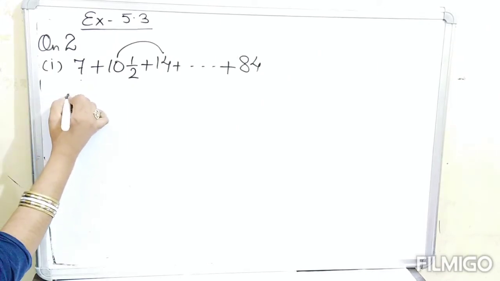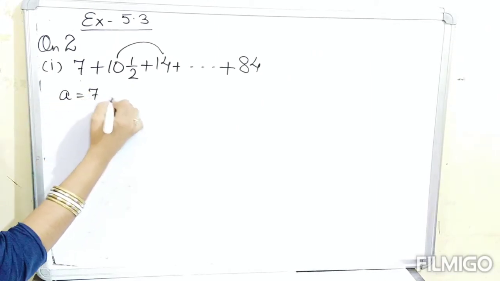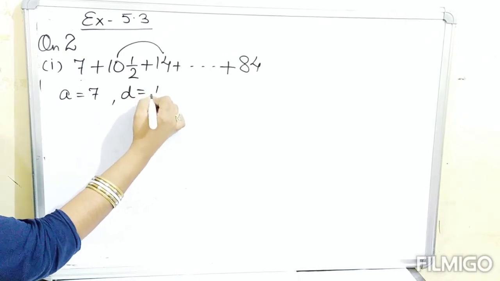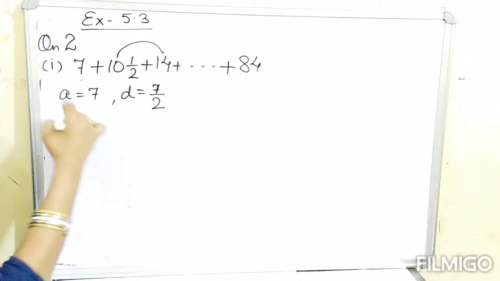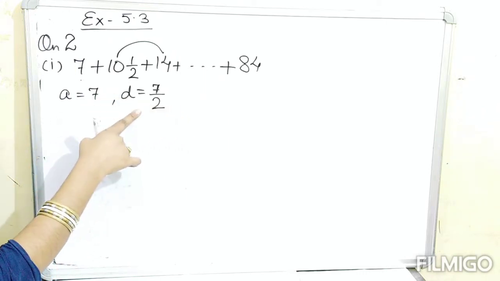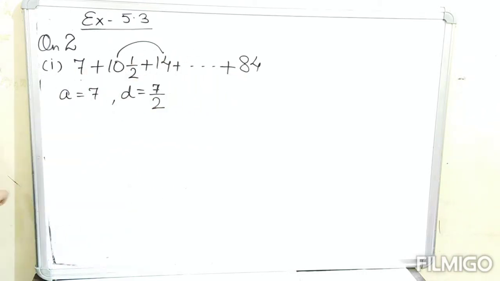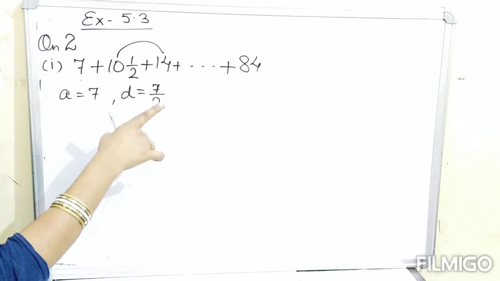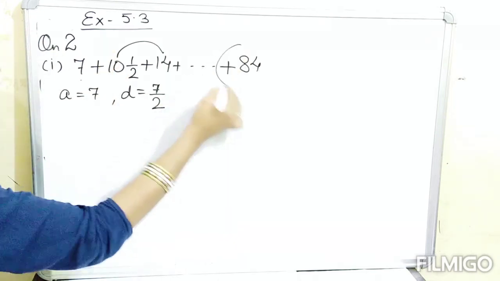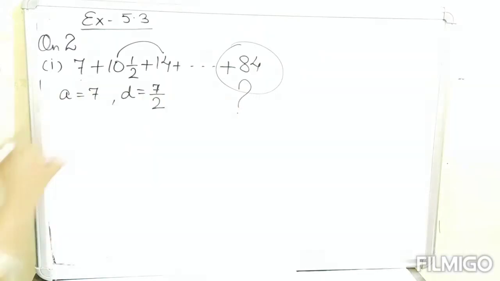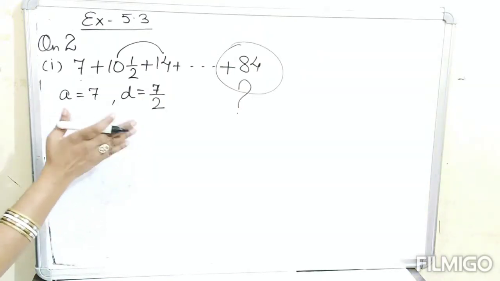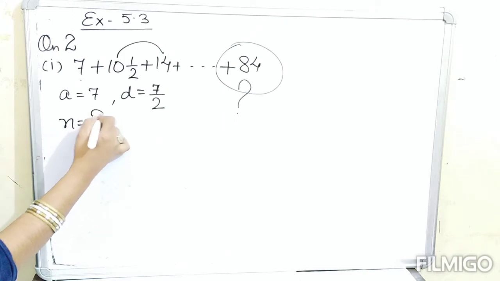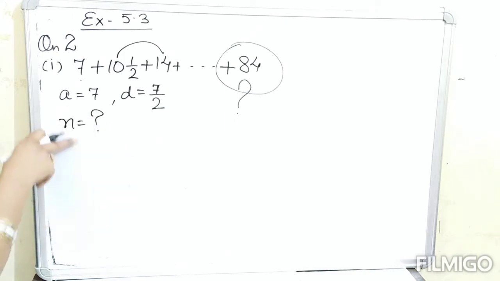Now the value of A is 7 and D we have already found out, that is 7 by 2. Now we have A, we have D, and we have to find the sum up to the last term. But we don't know the number of this term. If we want to apply the formula, we should have n, and we don't know that n, or up to which term we have to find the sum.